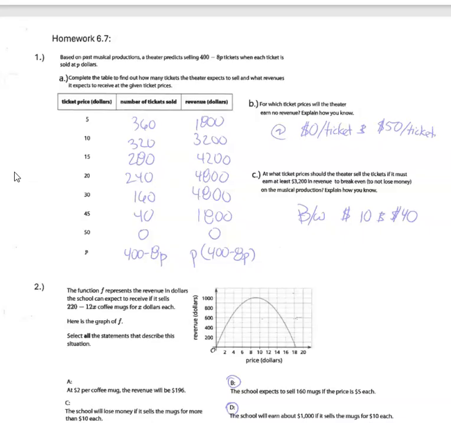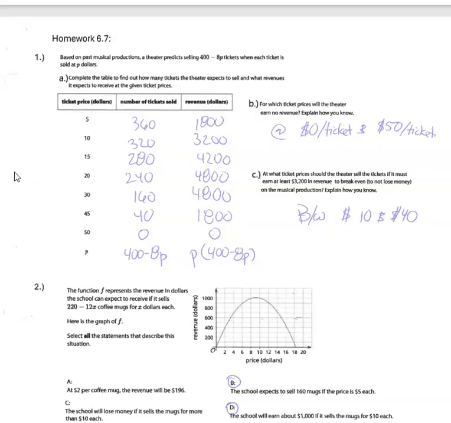And once again, it keeps increasing until it gets to a certain point, and then it starts coming back down. So it says, for which ticket price will the theater earn no revenue? $0 for a ticket and $50 for a ticket. Both those times you're going to have no money because you're either giving them away for free or it's so expensive nobody's coming. At what ticket price should the theater sell the tickets if it needs to earn at least $3,200 in revenue to break even, meaning not lose money on the musical?